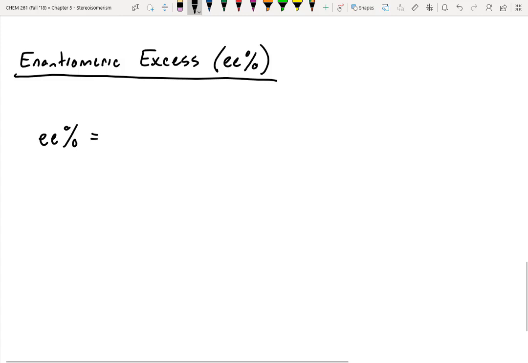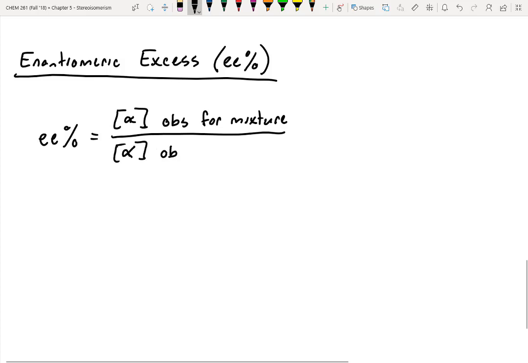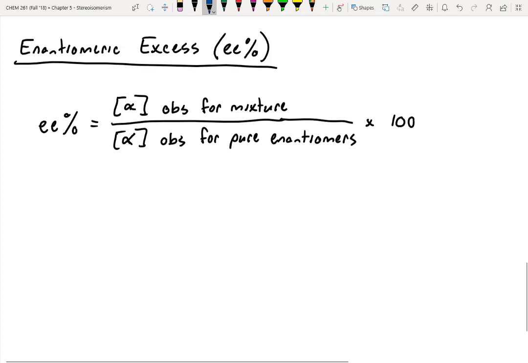So your percent enantiomeric excess is your observed rotation for your mixture, specifically mixture of enantiomers, divided by your observed rotation for your pure enantiomer, whichever one you're investigating or the one you're trying to isolate, right? And then last but not least, you multiply this by 100. All right, so let's see this in practice and see what this really means.